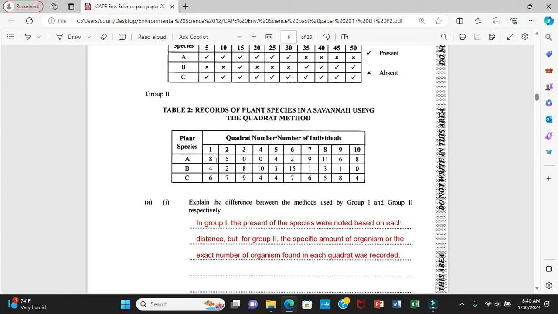When a quadrat is placed on the plants in the area of study, you will be able to count the number of the plants. You don't just tell if the plant is present, you count the amount of plants that are present. Alright? So that is the difference. One, you just tell if the plant is there or not. The second one, which is a quadrat, you count the different plants that are there.